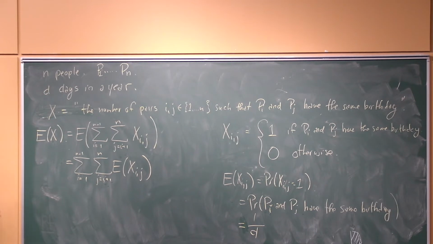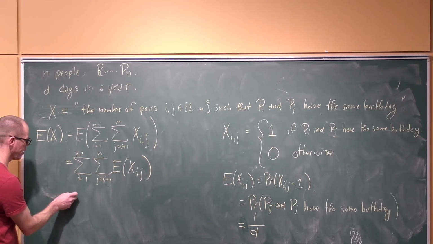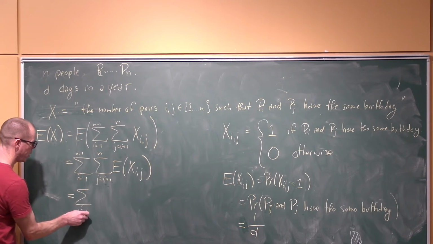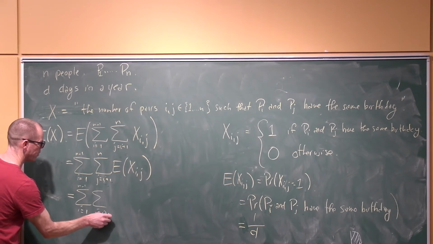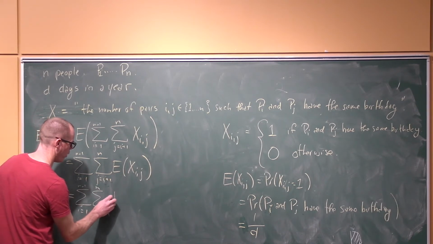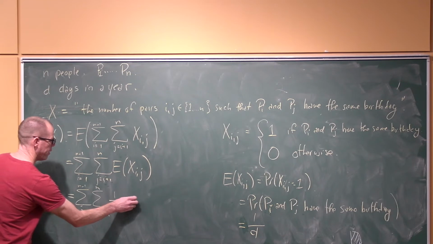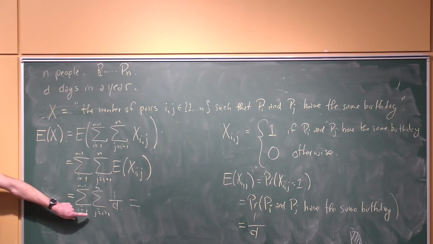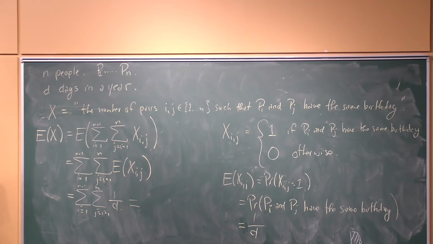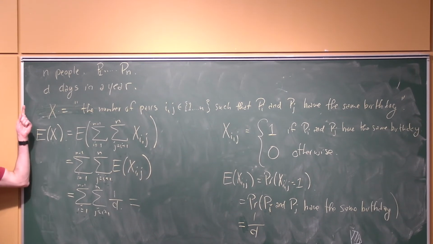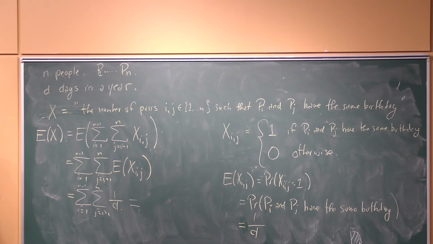Okay, all right, so that says that this thing is just the sum, i equals 1 to n minus 1, j equals i plus 1 to n of 1 over d. This double sum is designed so that I consider each pair of people, person i and person j, and I don't miss anybody and I don't count anybody twice. Well, what's the number of pairs of people if there's n people? n choose 2.